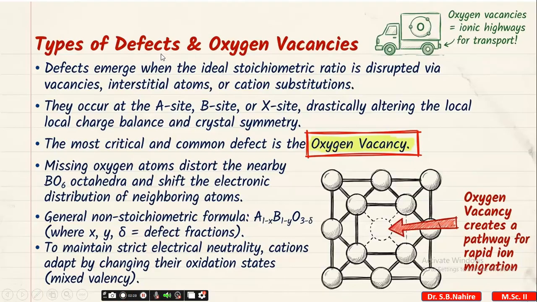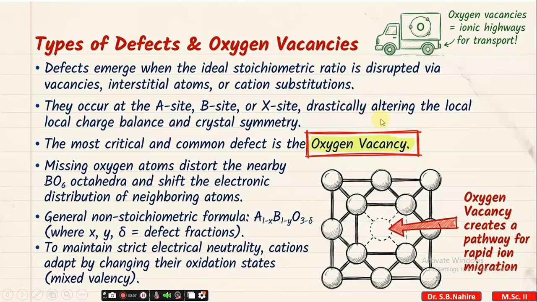Now let us understand the next concept, types of defects and oxygen vacancies. First point, defects emerge when the ideal stoichiometric ratio is disrupted. This can happen due to vacancies, interstitial atoms, or cation substitutions. In simple words, when the correct number or position of atoms is disturbed, defects are created. Next point, these defects can occur at the A site, B site, or X site. And because of this, the local charge balance and crystal symmetry are strongly affected.